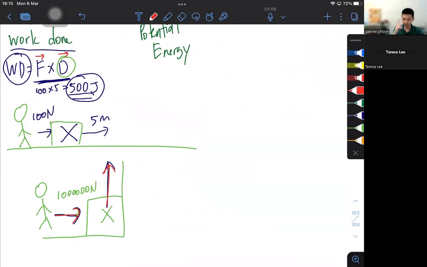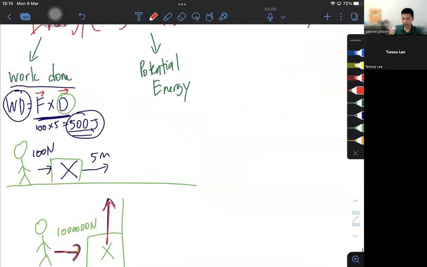Right. So from here, the first thing you need to understand is that work done is force multiplied by distance, right? The distance and force must be parallel to each other. And it is obviously measured in joules as well. Okay, so this is the first thing you need to know.